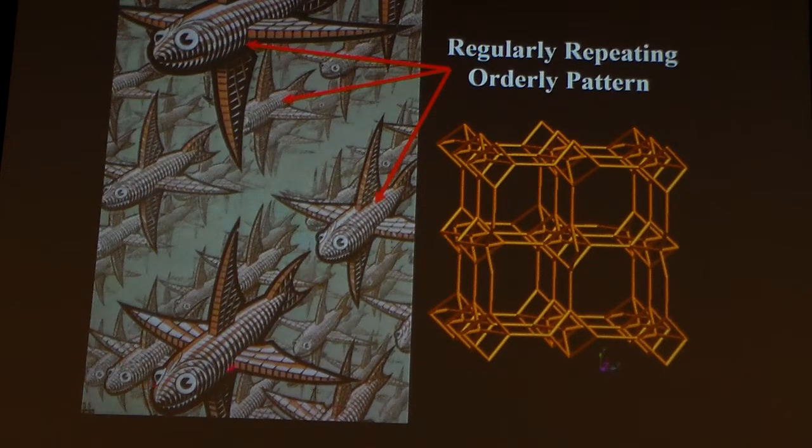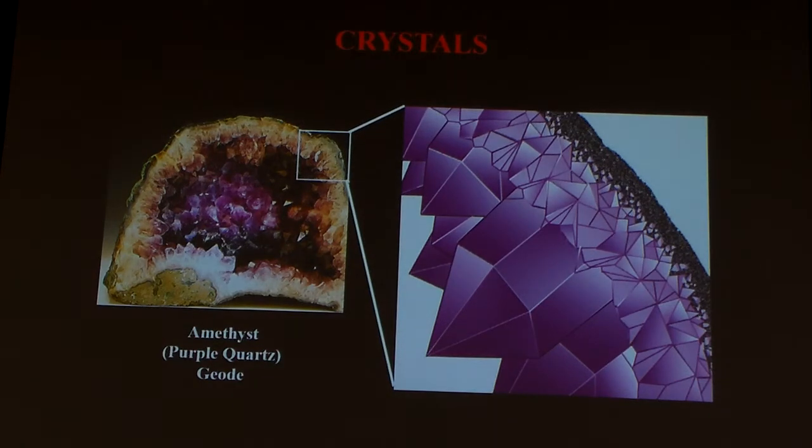These hybrid fish-bird things are repeated over and over again at regular intervals in 3 dimensions. If we want to represent that another way, we can draw what's called a lattice, where each of these nubs is a repeat in 3 dimensions. So minerals are made of crystals, and crystals are more or less the same thing. They're orderly, repeated arrangements of atoms.